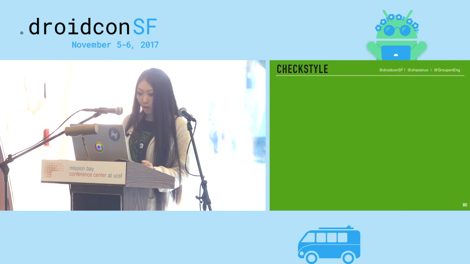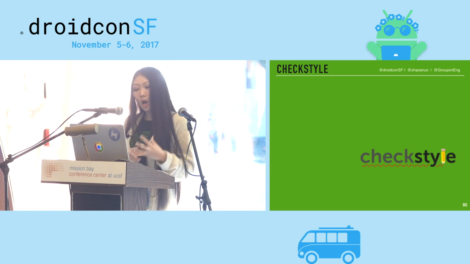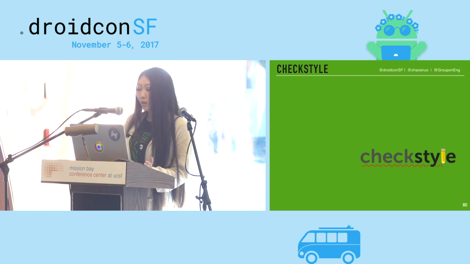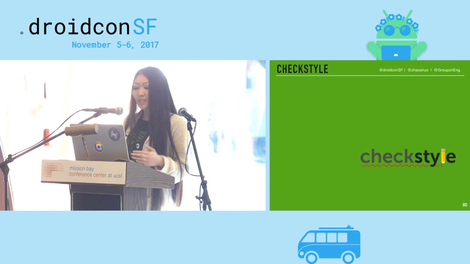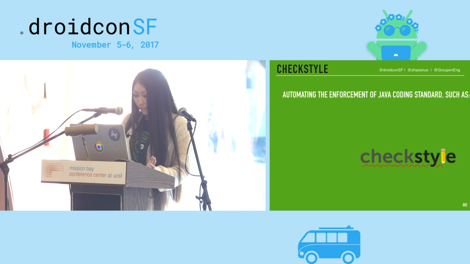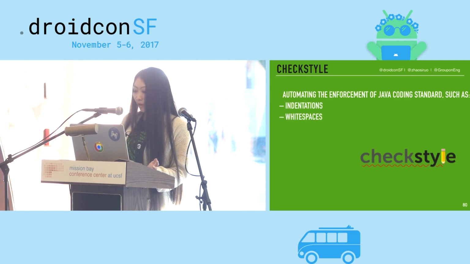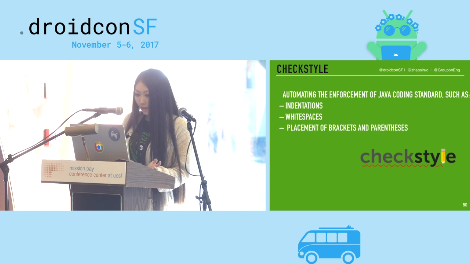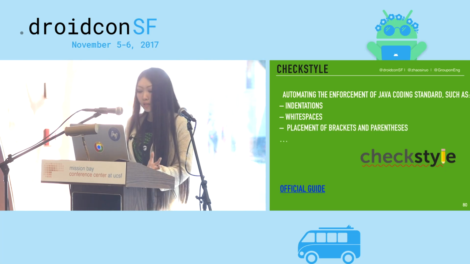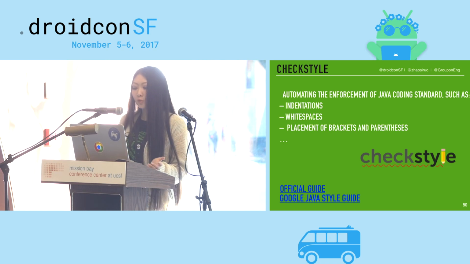First, we have Checkstyle. Well, coding standard is always the first thing we need to learn when we're starting with a new language. As the name suggests, Checkstyle, developed in 2001, takes the tedious yet essential work of enforcing Java coding standard off the developer's shoulder so we can focus on more creative stuff. It has checks like indentations, white spaces, placement of brackets and parentheses, etc. Note that Checkstyle is highly configurable, and feel free to take a look at the official document and the example of Google Java style guide in case you're interested.